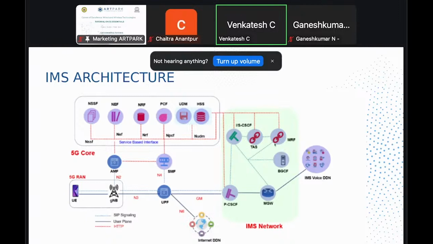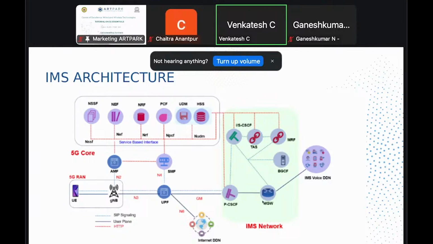And next is the MRF. This MRF stands for Media Resource Function. It is used for conferencing, like a conference call, and media announcements, and such kinds of functions. This MRF is useful. And next is the BGCF. BGCF stands for Breakout Gateway Control Function. It decides whether a call should be routed within the IMS network or forwarded to the PSTN, that means the 2G or 3G network. So that functionality will be taken care of by this BGCF.